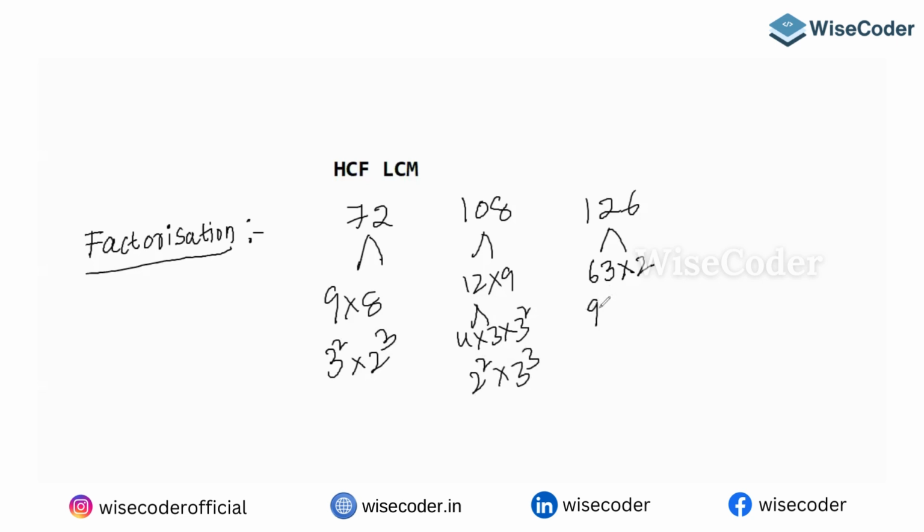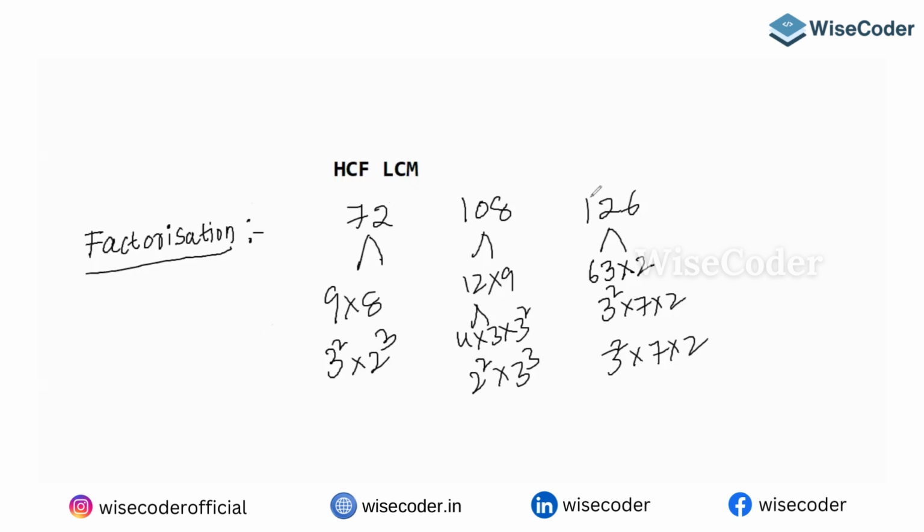63. 9 times 7 is 63. So 9 you can write as what? 3 square. Yes or no? Okay, 3 square into 7 into 2. So what do you mean by factorization? Convert every number in the form of what? Prime. Every number in the form of prime.